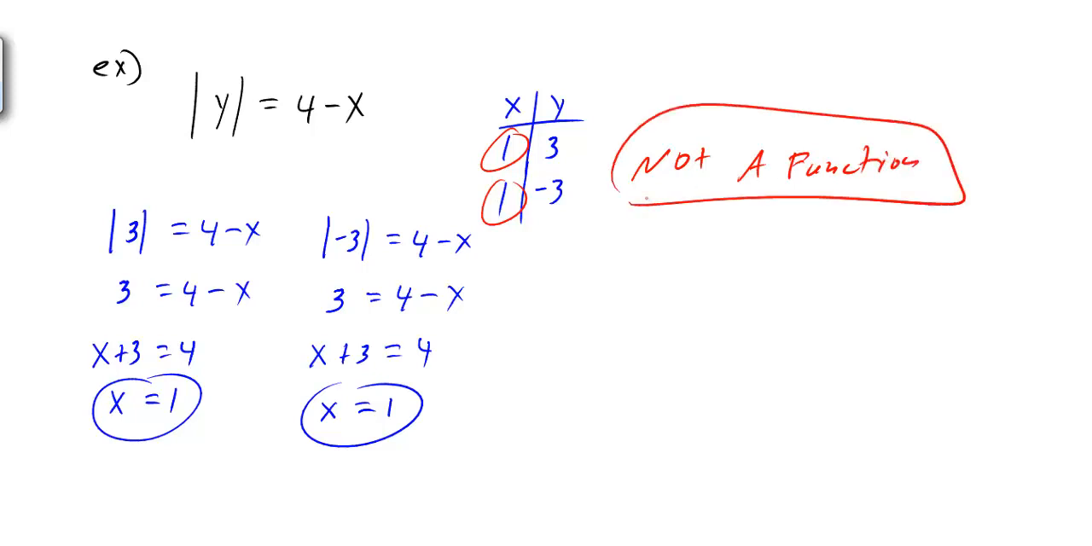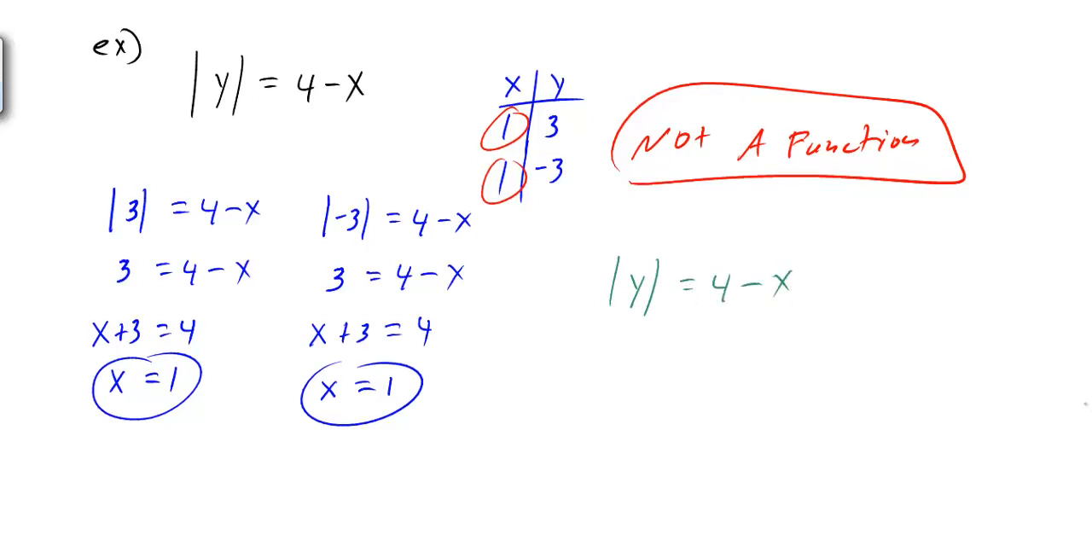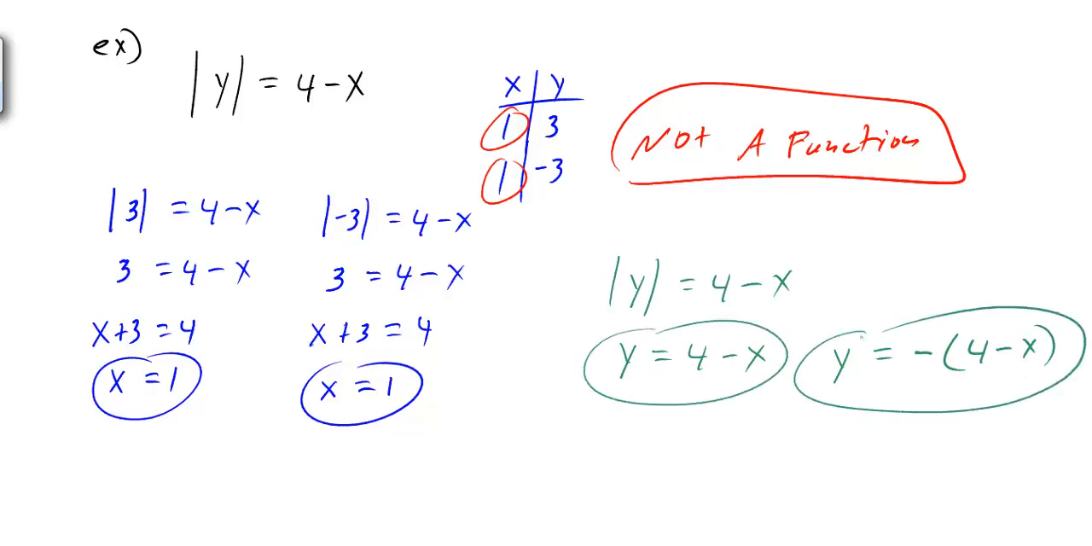Okay, and you could actually figure this out with how you would solve an equation. If you think about how you solve the absolute value equation, you would have absolute value of y equals 4 minus x. Well, the way we solve an equation here is we can think of this as y equals 4 minus x. And because y could be negative, we say y could be equal to the negative of 4 minus x. So if you notice here, you end up with two y values. So you have one x value giving you two different y values, so therefore it is not a function.